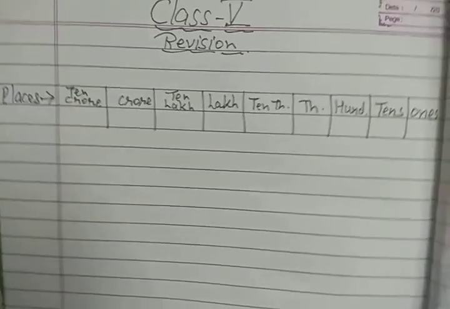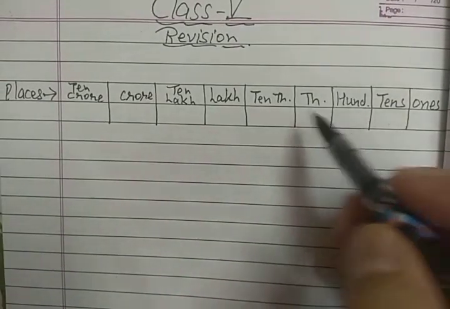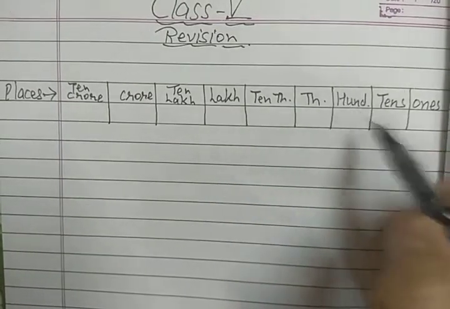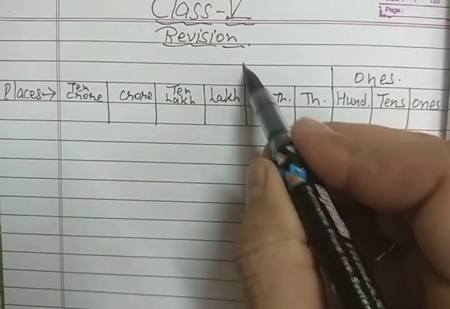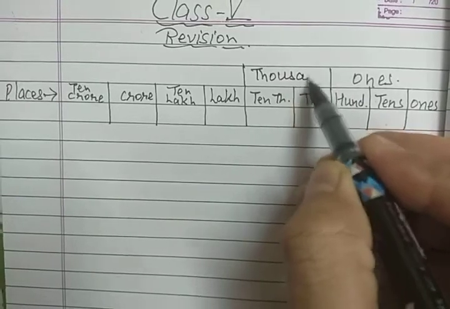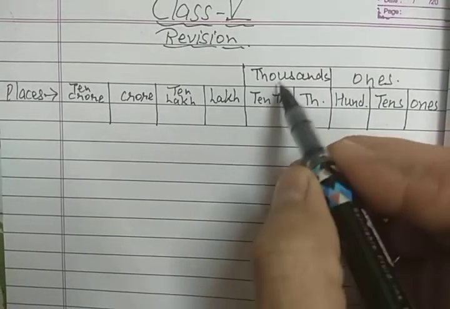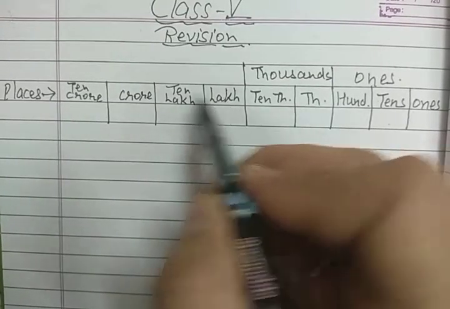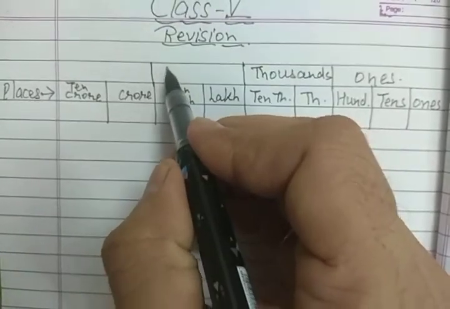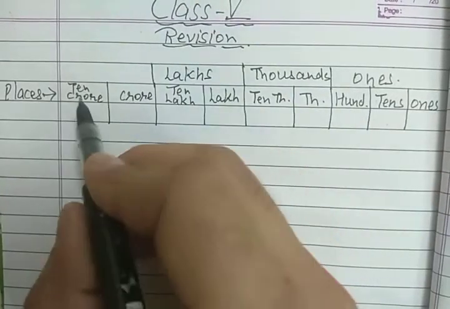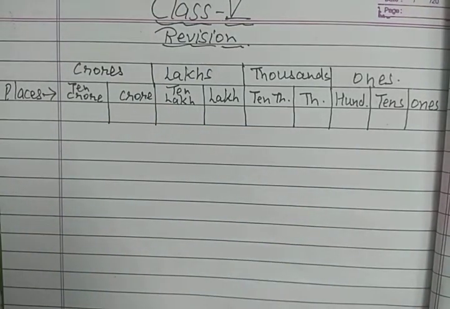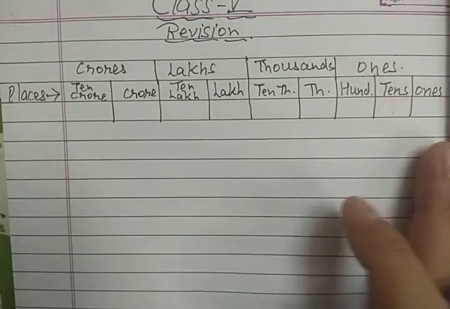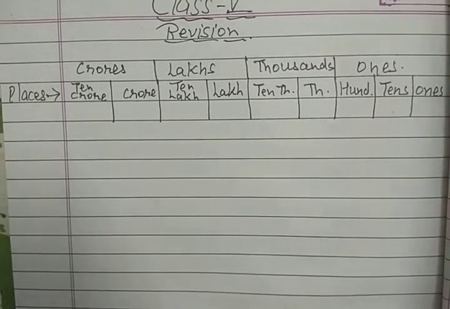Now we will write the periods. We will divide these places into periods. So first three places come under ones period. Then the next two places come under 1000 period. That is 1000 and 10,000 place come under thousands period. Then next two places, that is lakh and 10 lakh places, come under lakhs period. And then crore and 10 crore places come under crores period. So this is the place value chart.